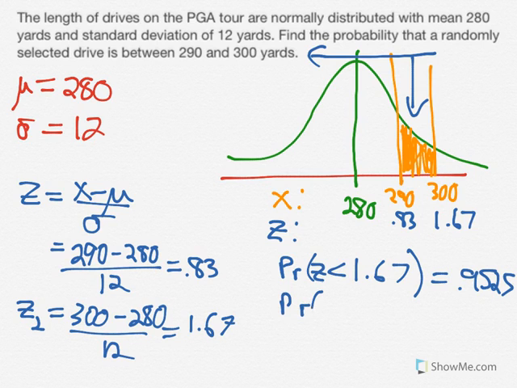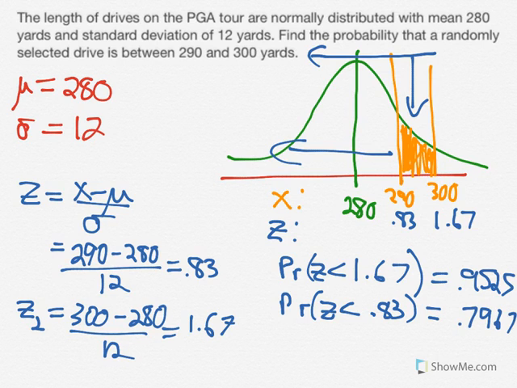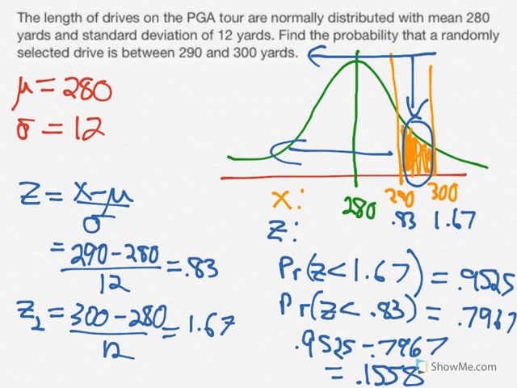Now we also want to know the probability that z is less than 0.83, or less than the 290, because that'll give us this portion. Then we can just subtract the two and we'll be left with the portion we want. Looking this up in the z table, it's 0.7967. Again, this should make sense. There's less area to the left of 290 than there is to the left of 300. And then just simply subtract the two. So 0.9525 minus 0.7967 equals 0.1558. So what that's saying is there's about a 15.5% chance that we land in here between 290 and 300 for any random drive.